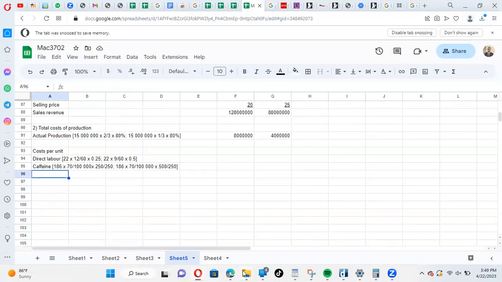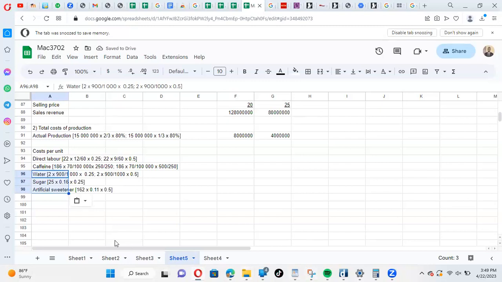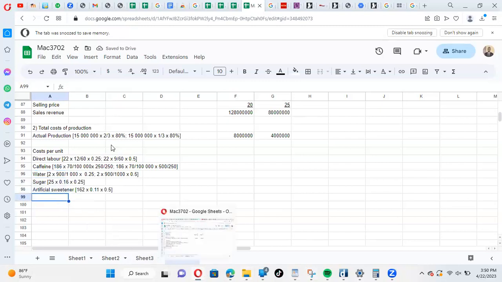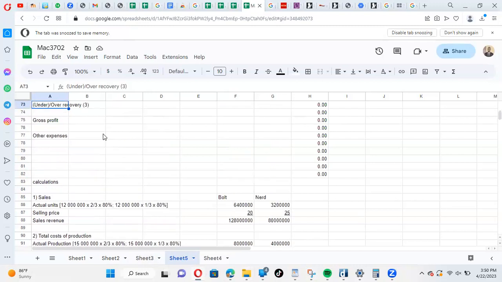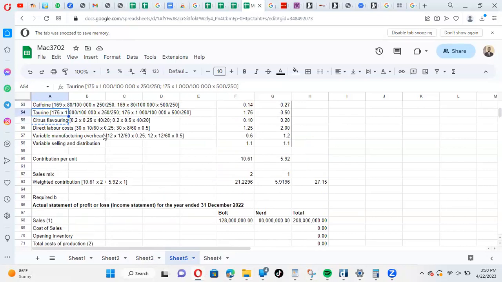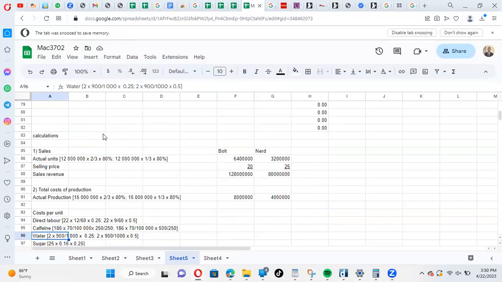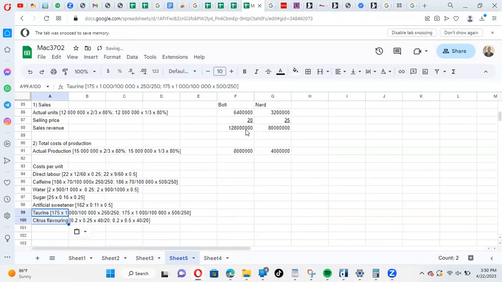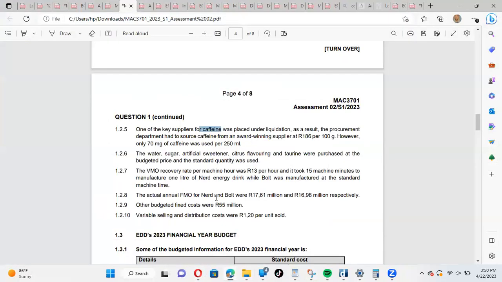This is good news. Then the citrus, is it also the same? Yes. All right. And taurine, also the same? Yes. They're being kind to us. All right, this is nice. So where are we? Water, sugar, artificial sweeteners, citrus and taurine are all purchased at the same price there.